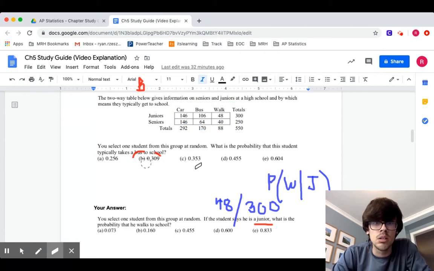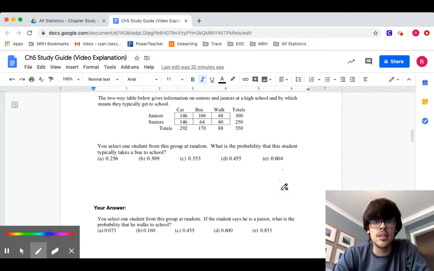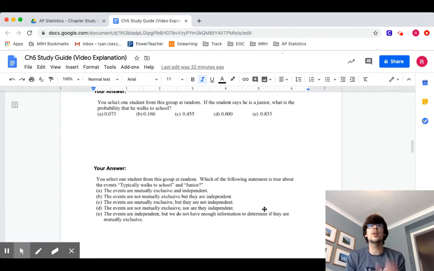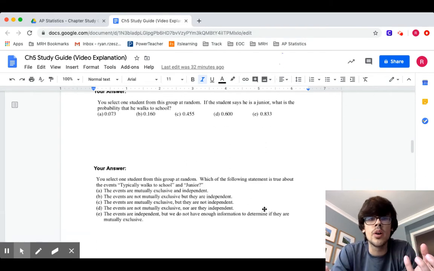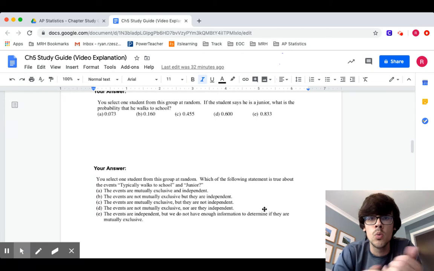So let me clean up a little bit of this marker. And for this last question, they're using 2 vocabulary terms you guys should be pretty familiar with. The first one is mutually exclusive, and the second one is independence. So in order for 2 events to be mutually exclusive, our 2 events are walks to school and junior. If those events are mutually exclusive, it means they cannot occur at the same time. It's impossible to be both of those things and have both of them at the same time. You can totally be a junior who walks to school.